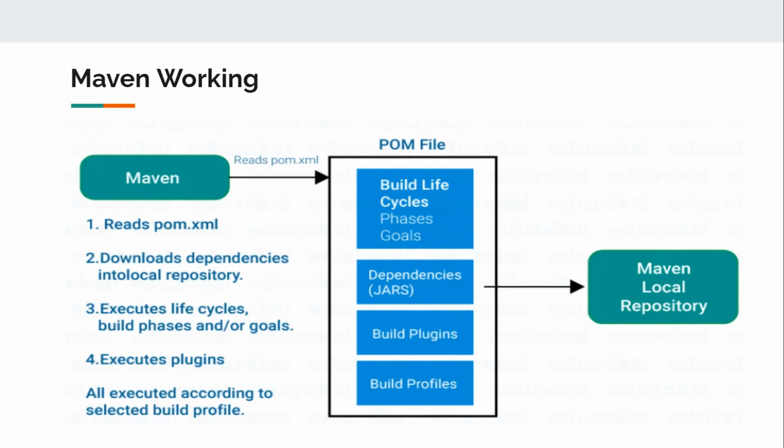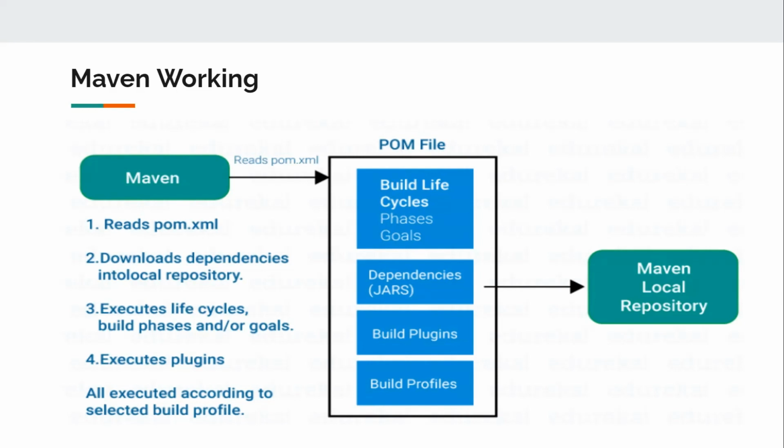Then the build plugins. Plugins are nothing but, to perform every task in Maven, we do need plugins. So there will be a plugin tag which will have the plugin detail to perform the specific task. Then the build profile, that is, we can have different profiles against which we can perform different tasks. So we can have different build profiles to perform the tasks, right?